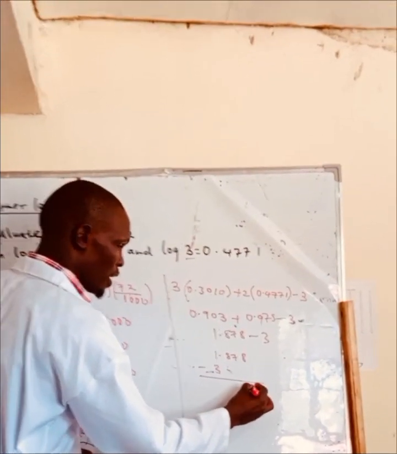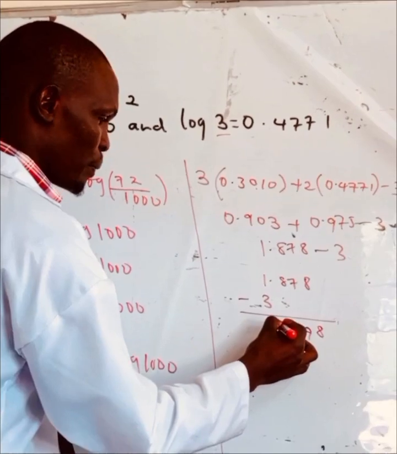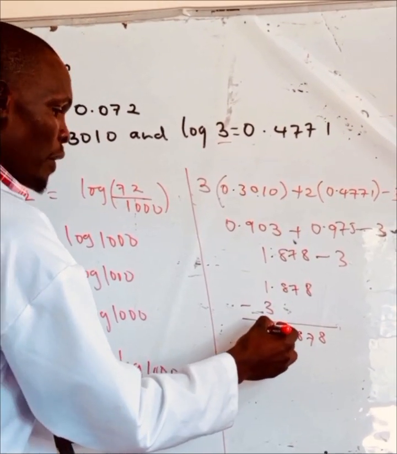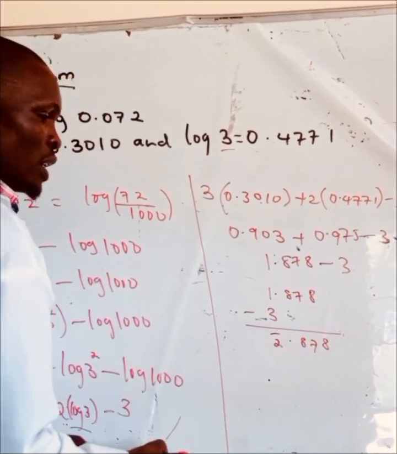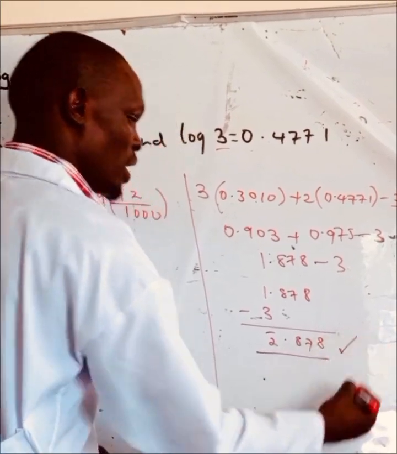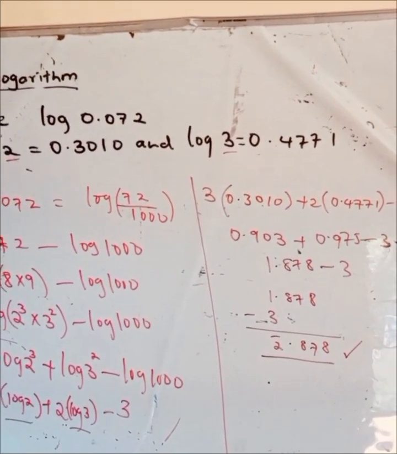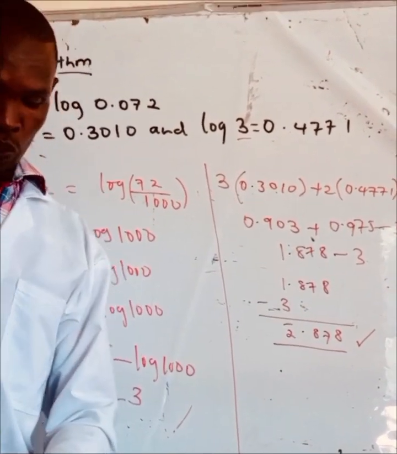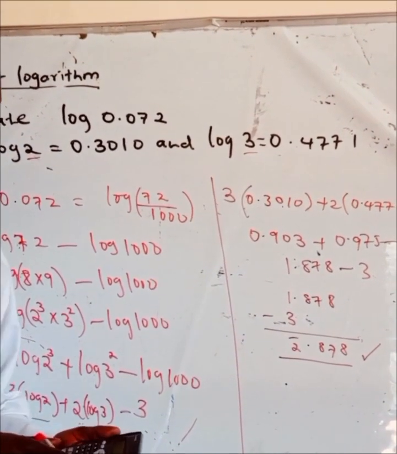So this one becomes 2.878, with the bar on the 2. This becomes our answer now. So we should not subtract directly, and that's where most students don't get it right.